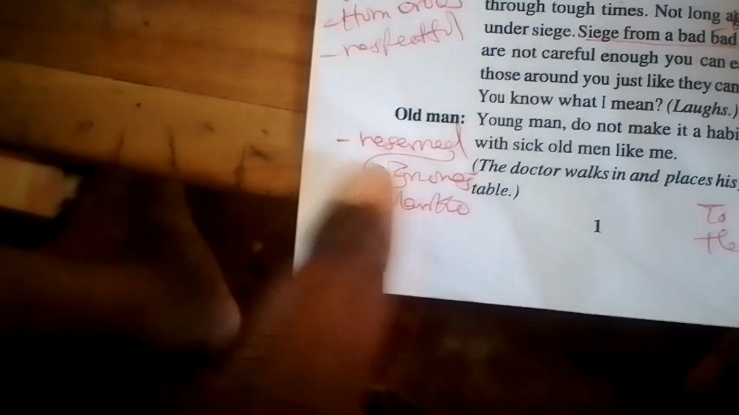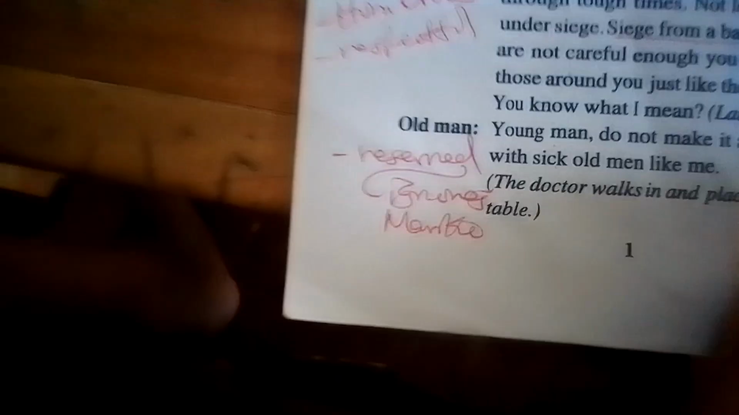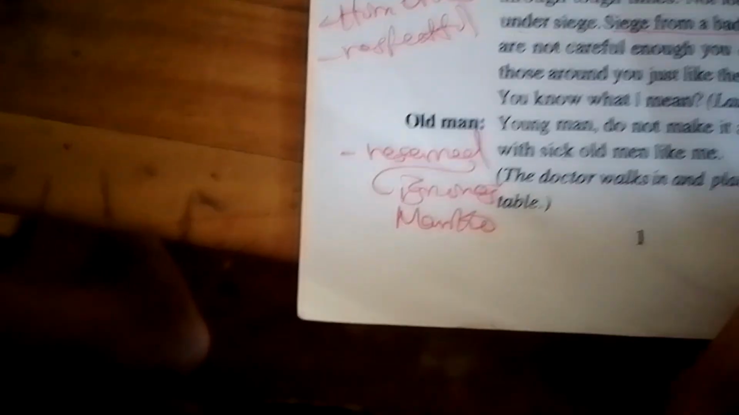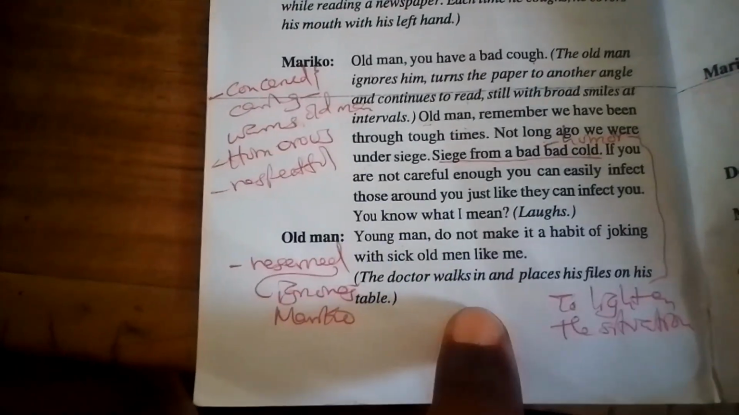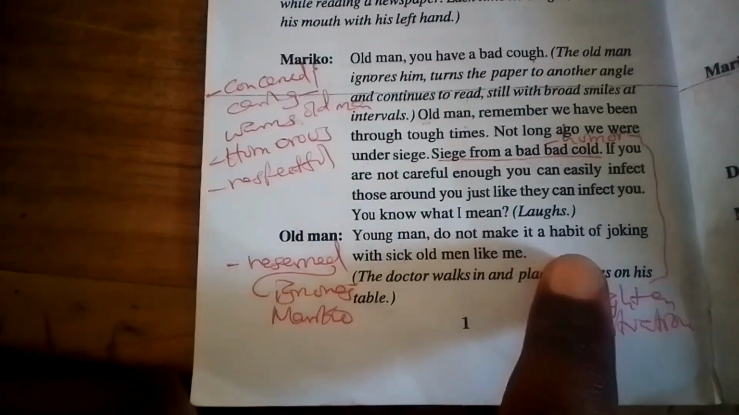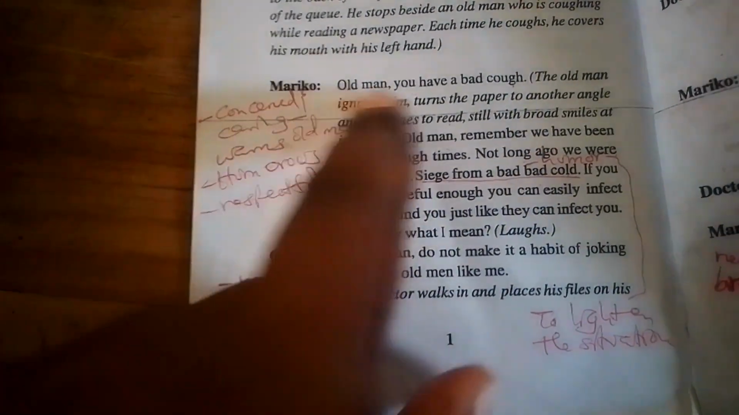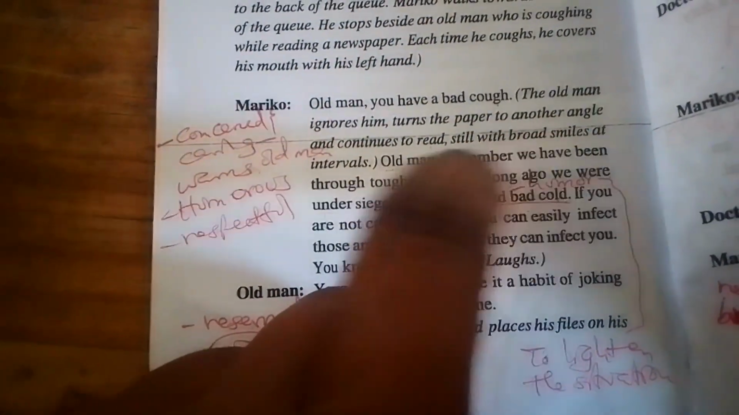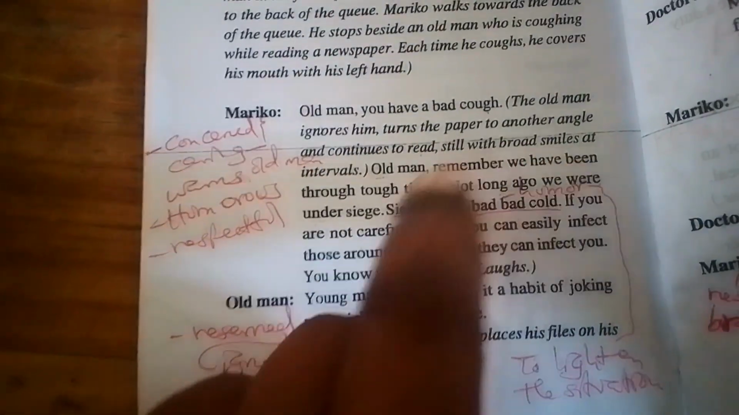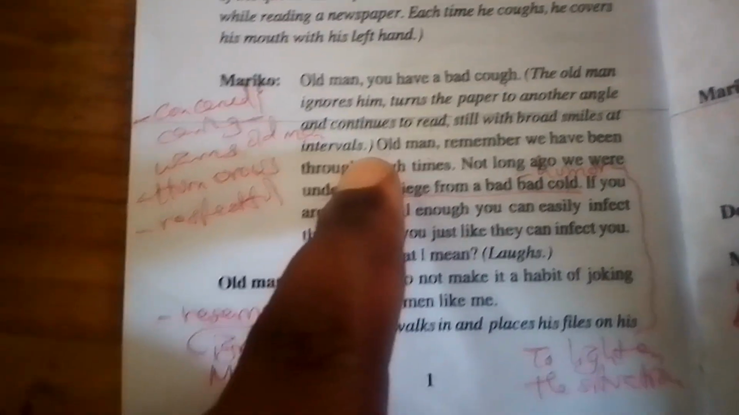And then having said that, the old man is calm. You can see I said the old man is calm, where he continues reading the newspaper however much Mariko speaks to him. And then he is reserved in the sense that he ignores Mariko. Young man, do not make a habit of joking with sick men like me. So we are told that there is a place where he ignores him here. The old man ignores him, turns the paper to another angle and continues to read, still with broad smiles at intervals. So we believe maybe he was smiling at something in the newspaper.